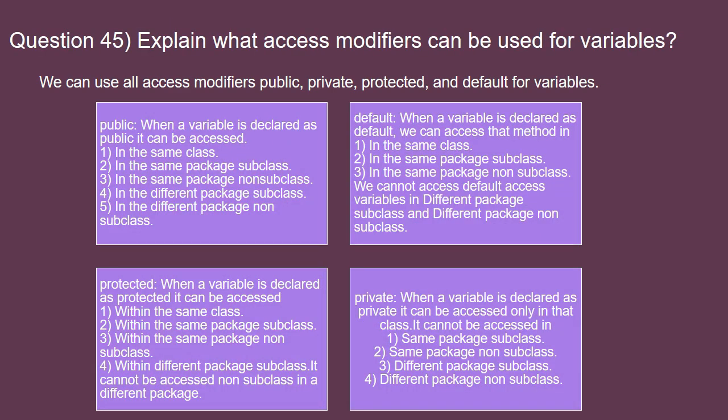Question 45. Explain what access modifiers can be used for variables. We can use all access modifiers: public, private, protected, and default for variables. Public: when a variable is declared as public, it can be accessed. 1. In the same class. 2. In the same package subclass. 3. In the same package non-subclass. 4. In the different package subclass. 5. In the different package non-subclass.